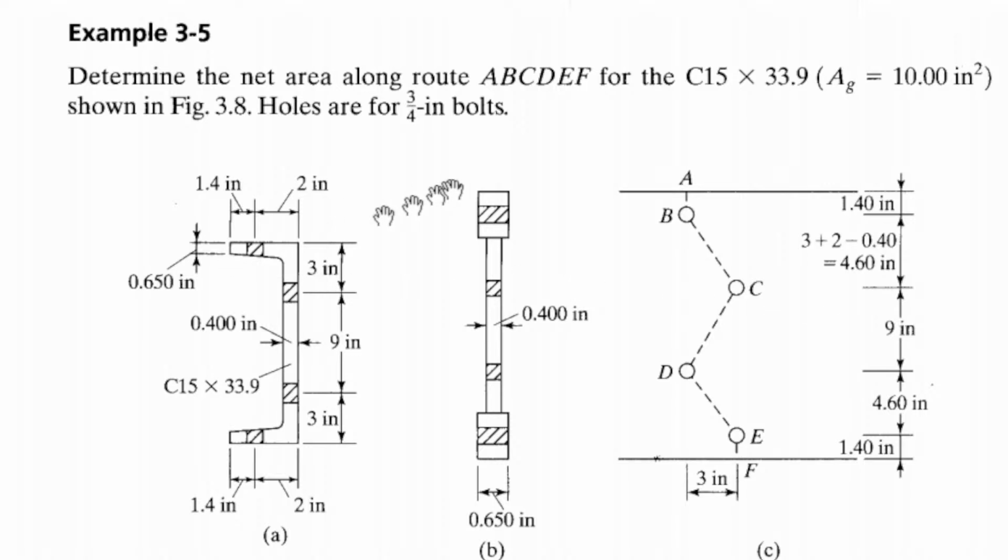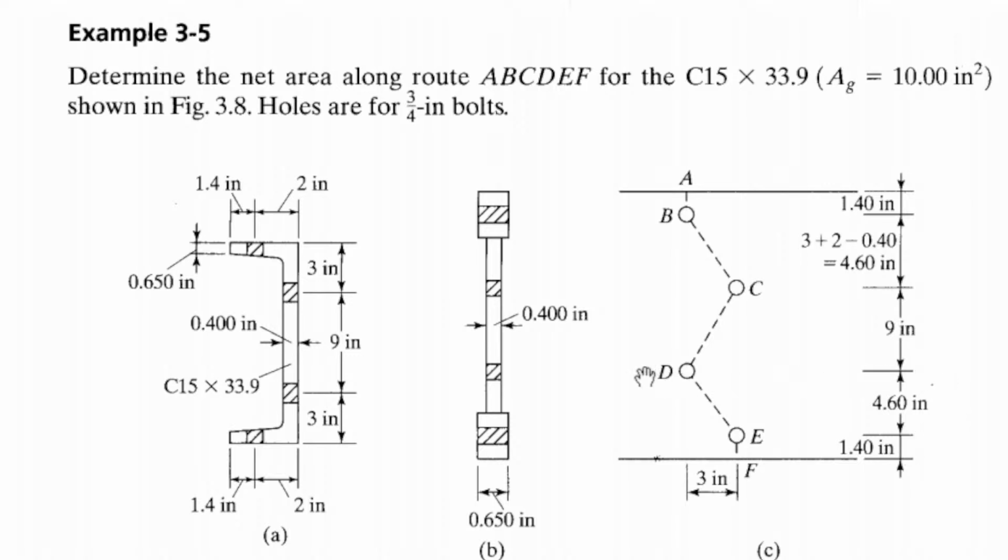From the edge, so this is the edge of the flange, here, going to the center of the hole, that is 1.4 inch. Okay? From the edge to the center of the hole, 1.4. So that is correct. From the edge to the center, that is 1.4 inches. Okay? The same is true on the other side. On the bottom flange, 1.4 inches.